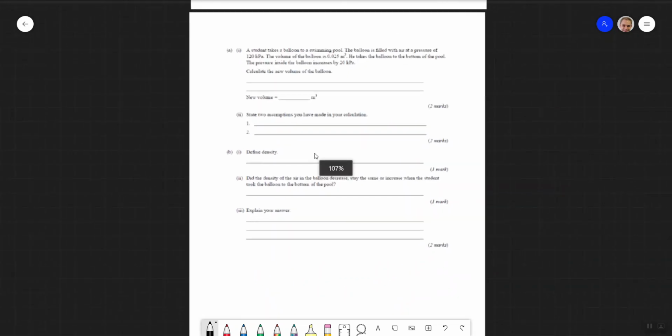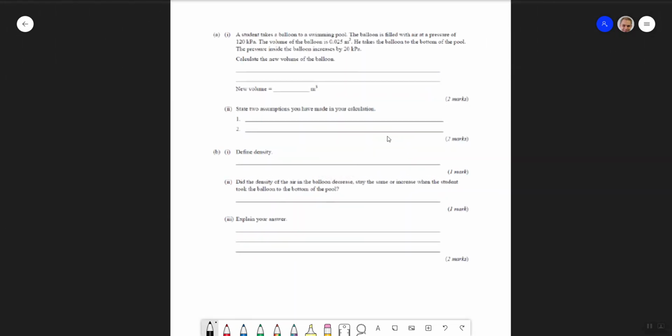Right, okay. We've got a student takes a balloon to a swimming pool. The balloon is filled with an air pressure of 120 kilopascals. The volume of the balloon is 0.025 cubic meters. Takes the balloon to the bottom of the pool. The pressure inside the balloon increases by 20 kilopascals. Now this is important. Okay, this is an increase, not a new pressure.